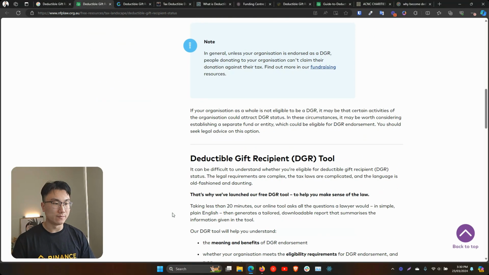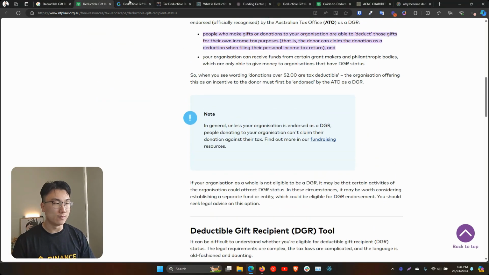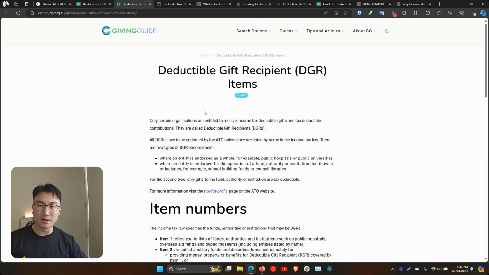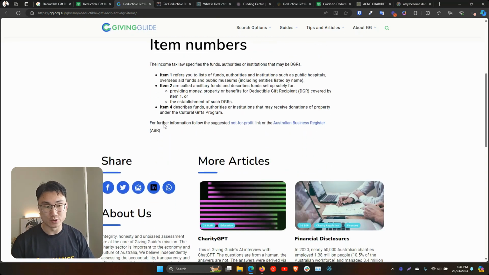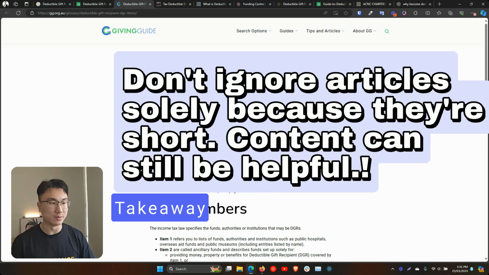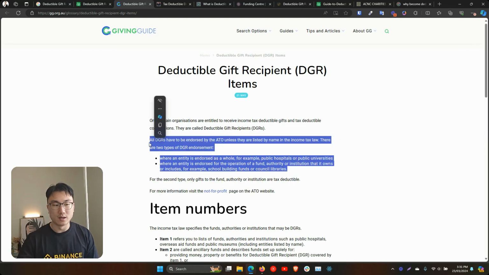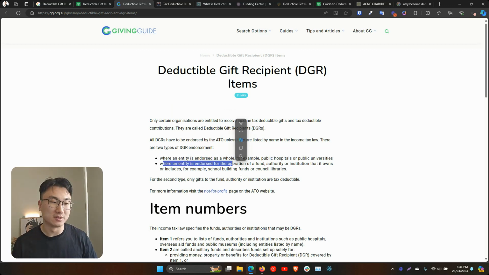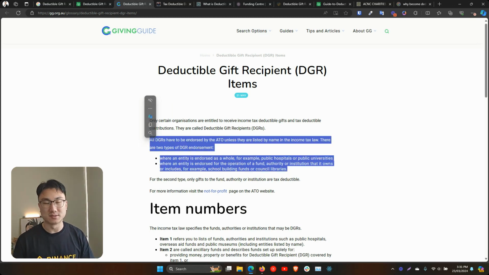I found a good few articles that are helpful, that have pretty good content. So this one is rather okay. This one's pretty good because even though it's very short, it's got a good overview of what is a deductible gift recipient. Essentially it says here that there are 2 types of organizations that can receive the deductible gift recipient endorsement status. It's either an entity that's endorsed as a whole, or an entity that's endorsed for the operation of a fund, authority, or institution. So that's a good starting point.